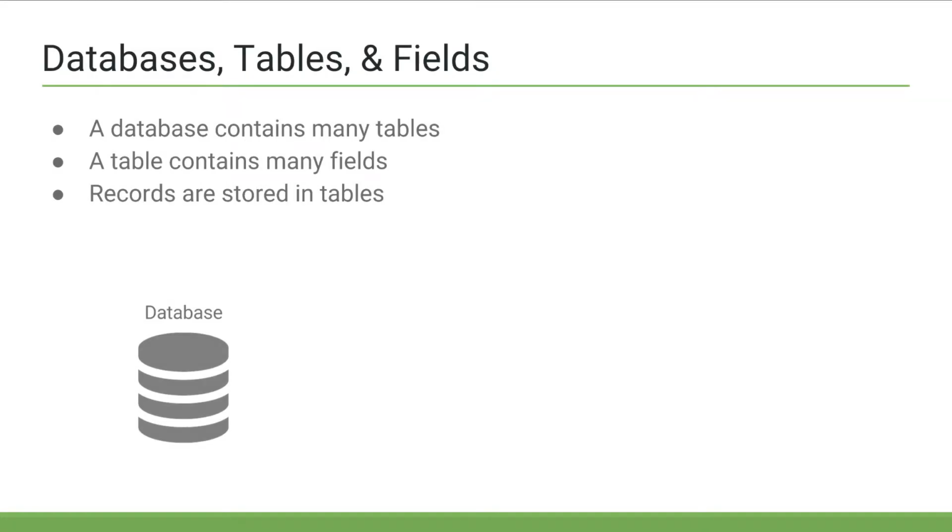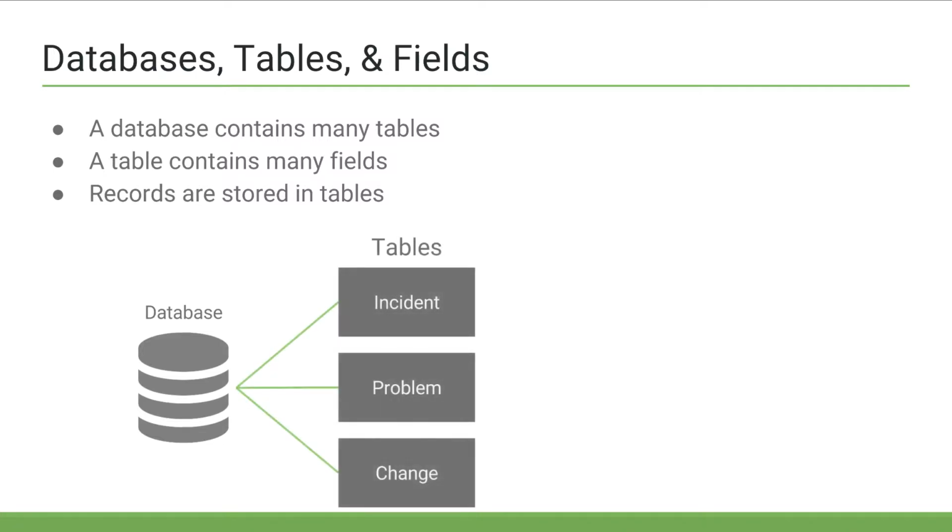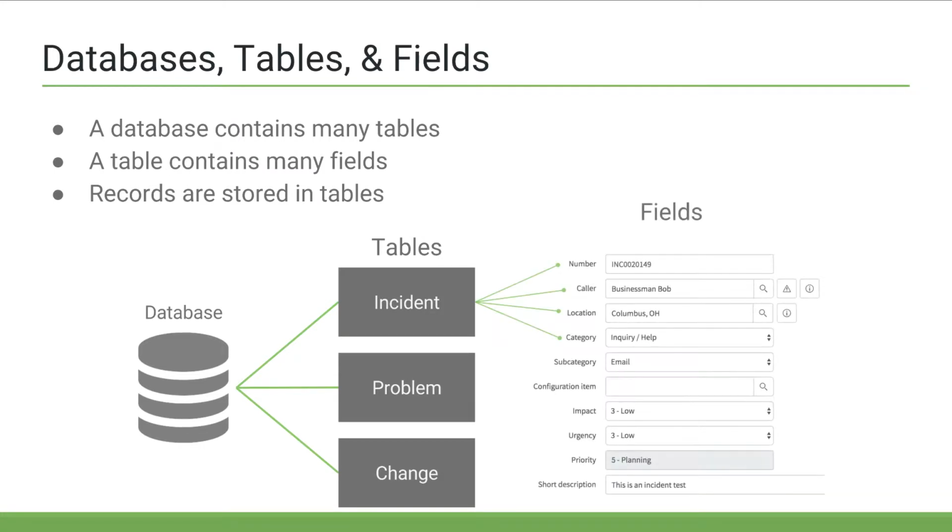Alright, now let's discuss databases, tables, and fields. So a database contains many tables, and a table contains many fields. So the incident table might have the fields number for the incident number, caller for the caller associated with that incident, and short description for the short description of that incident. So the incident table contains many fields, the fields I just listed.